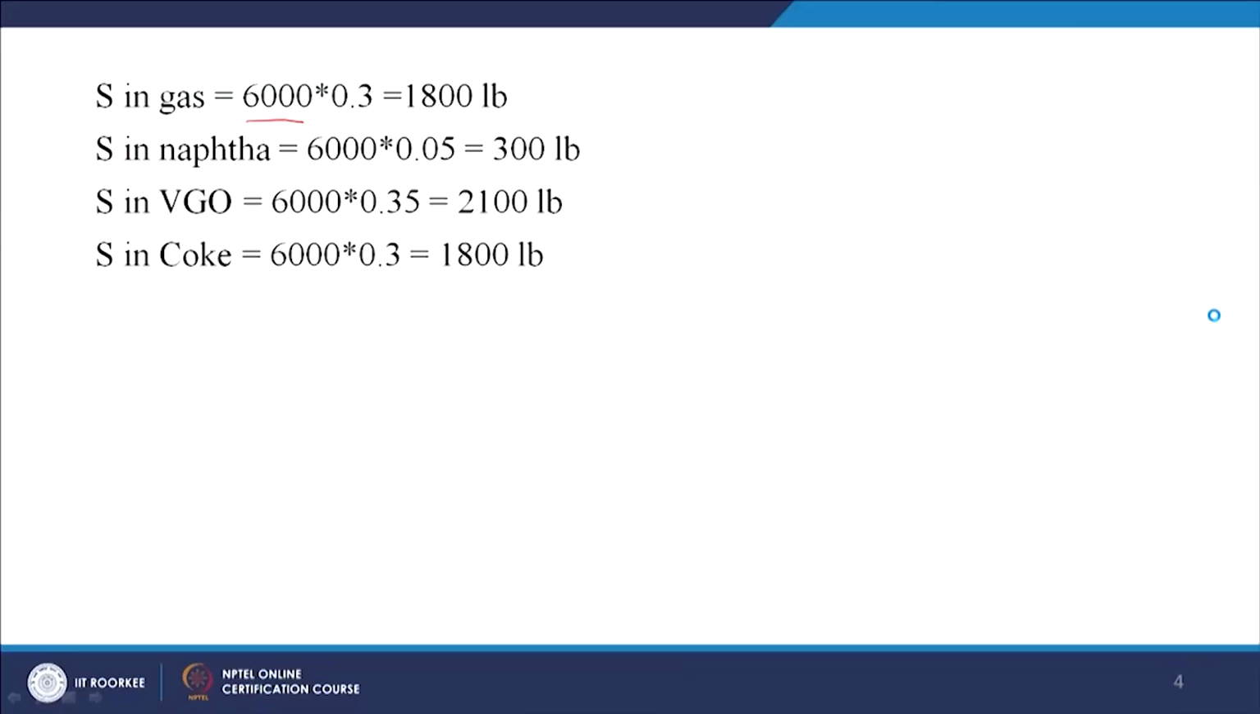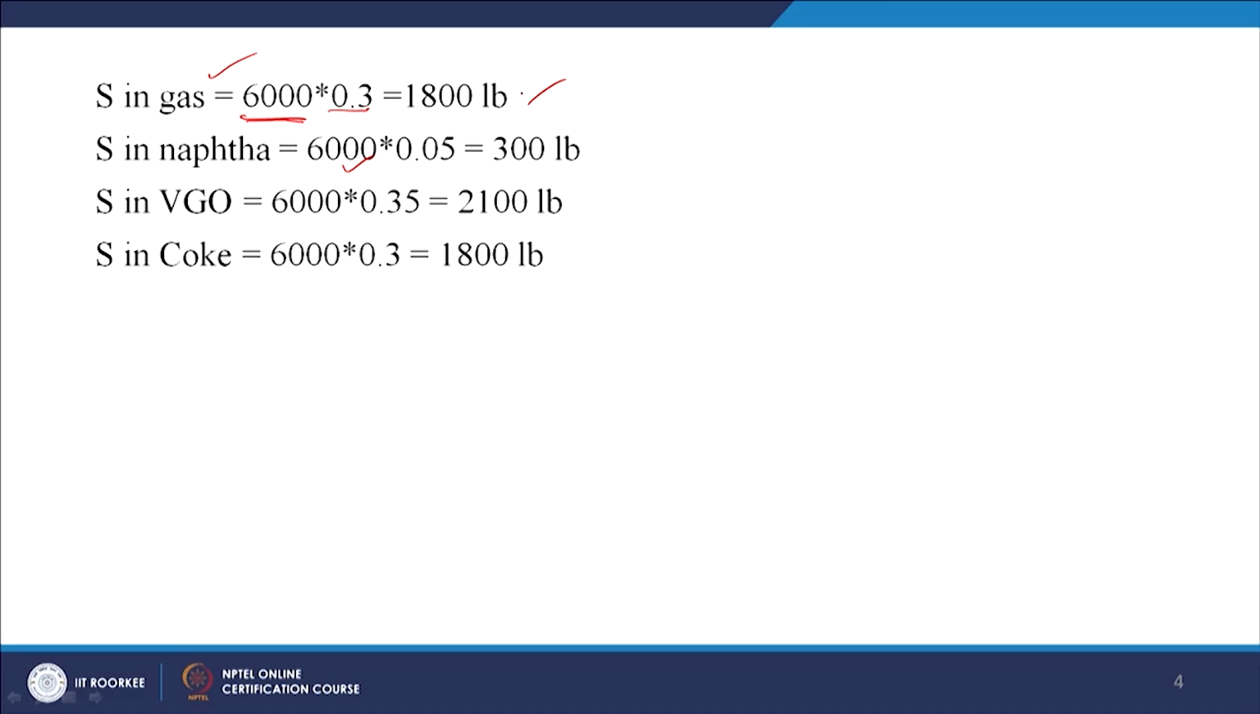So, in this case we had 6,000 pound of gas production per hour, and 30% of sulfur is converted. So, we take 0.3, so it is 1800 pound we are getting here. And then sulfur in naphtha: originally 6,000 pound sulfur was present in the feed. So, 30% is converted to gas, it comes into the gas.